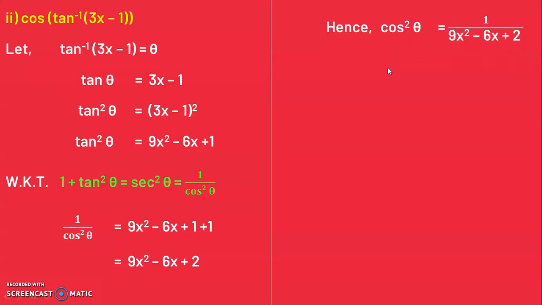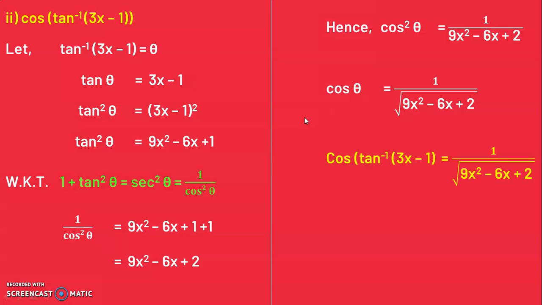Okay, so if we take cos theta, the square root of this term means your cos theta will be 1 divided by the square root of 9x squared minus 6x plus 2. Now we have found the value of cos theta. Now what is the value of theta here? We have assumed theta as tan inverse of 3x minus 1. So if we apply this theta value here, we will get cos of tan inverse of 3x minus 1 is equal to 1 divided by the square root of 9x squared minus 6x plus 2. So this is what we have to find here.